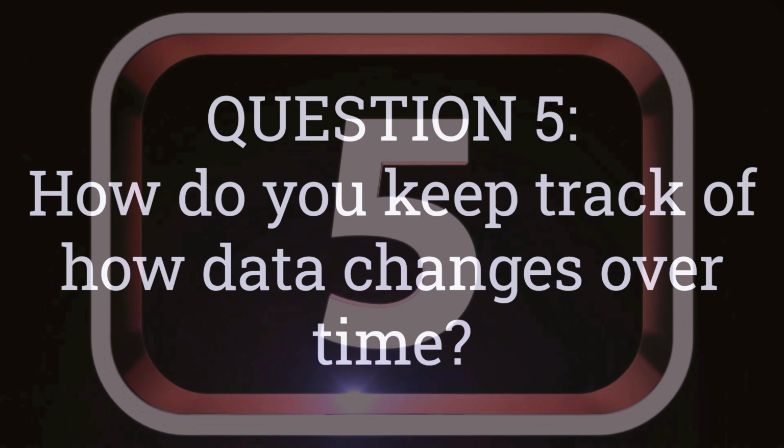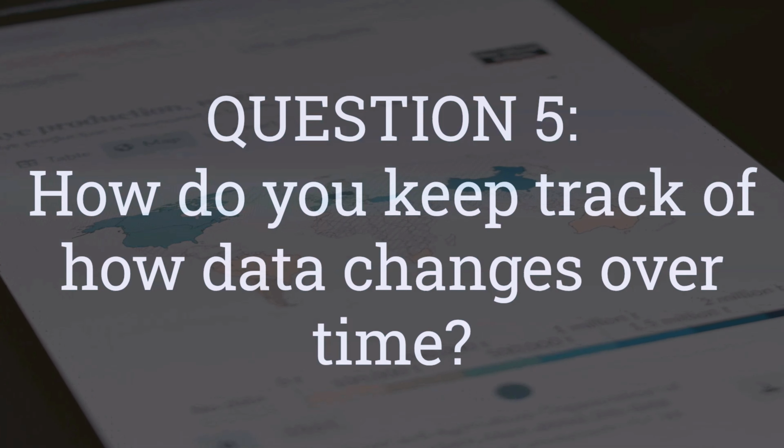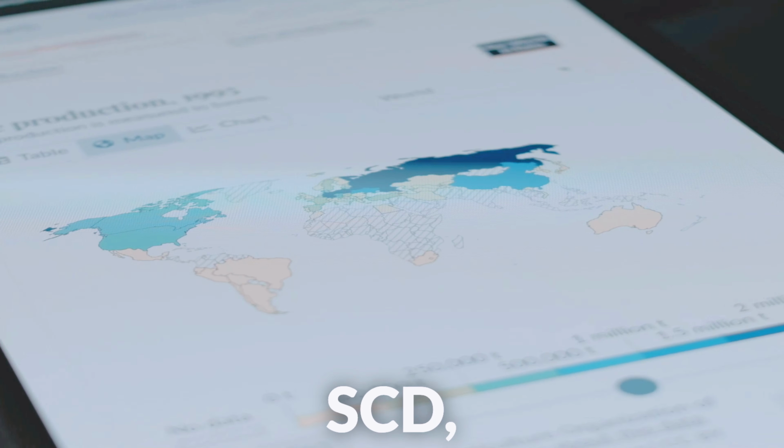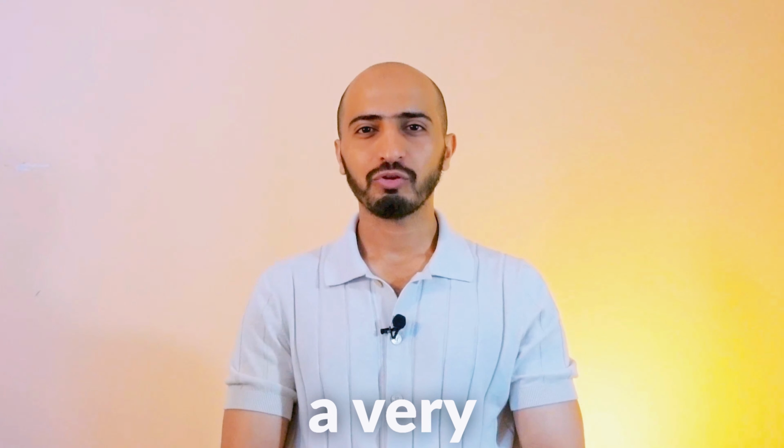Question number 5, the history question. I love this one. How do you keep track of how data changes over time? They are fishing for, I think you got it, SCD, slowly changing dimension. SCD type 2 specifically. The question sounds philosophical. It is not. They want a very specific answer.